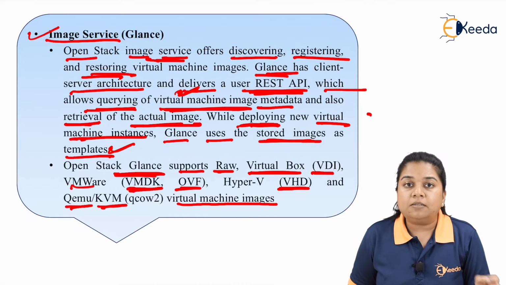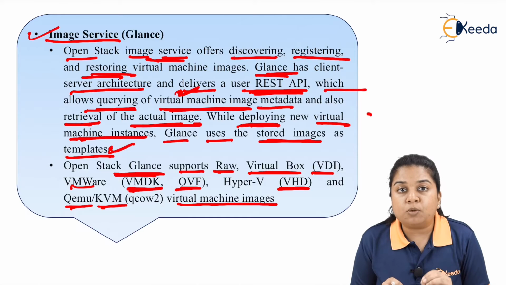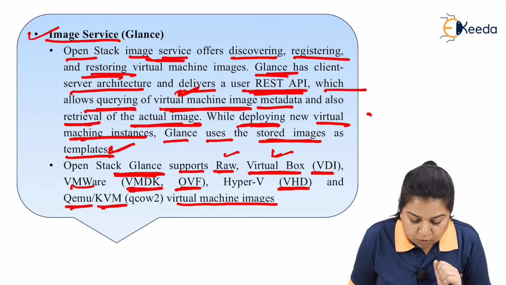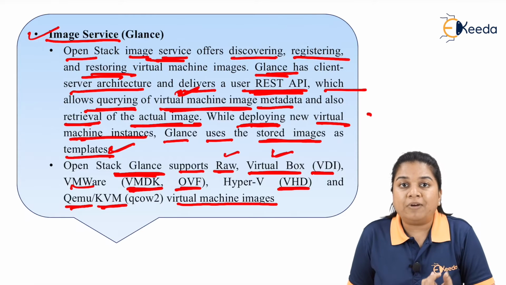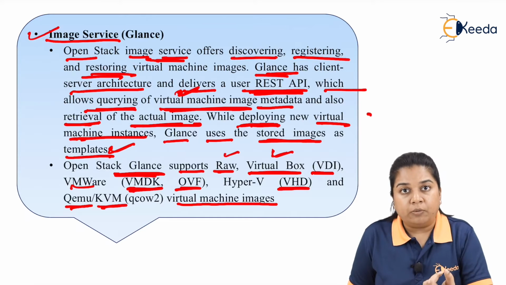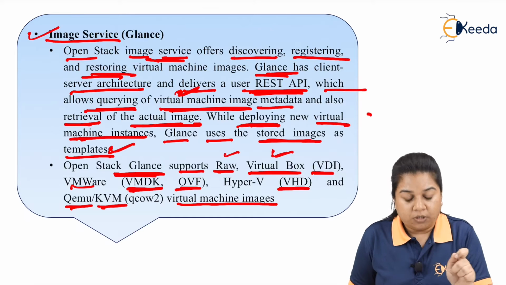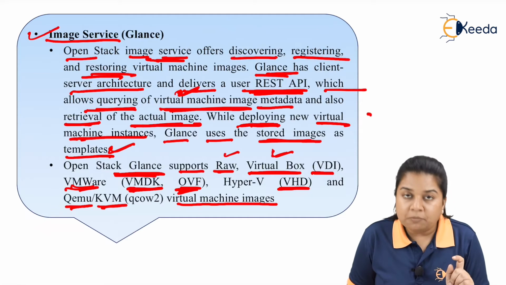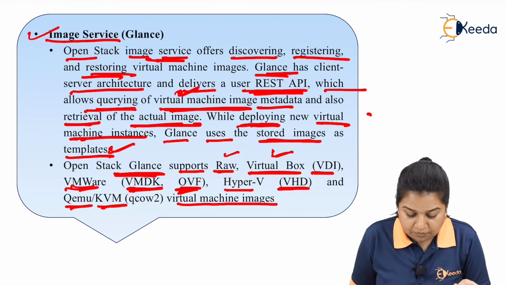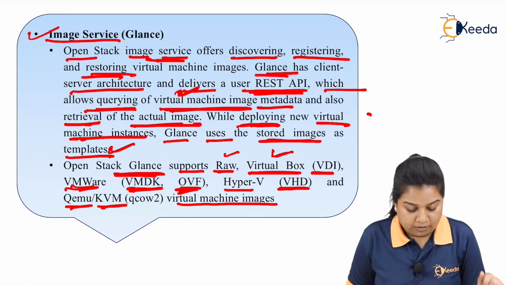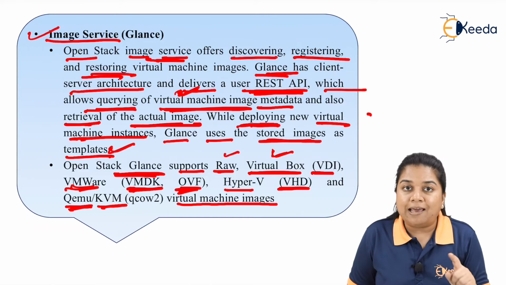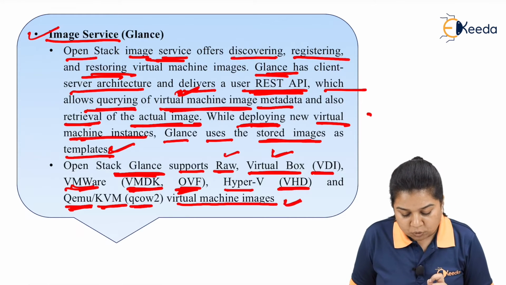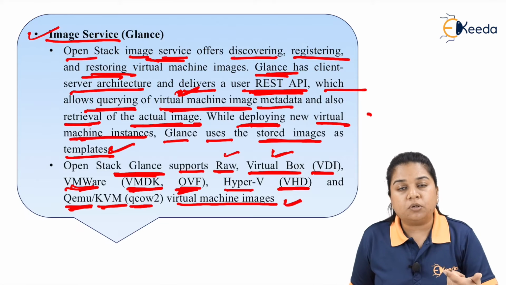Now what kind of images does OpenStack Glance support? It supports raw images plus VirtualBox images. VirtualBox provides VDI images for the cloud. Then VMware provides VMDK and OVF images for the cloud. Then Hyper-V provides VHD, and QEMU or KVM provides QCOW2 virtual machine images for the users or the clients.